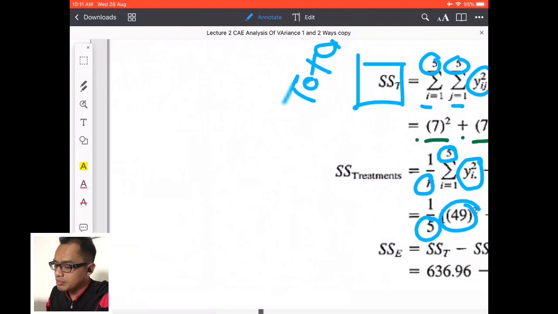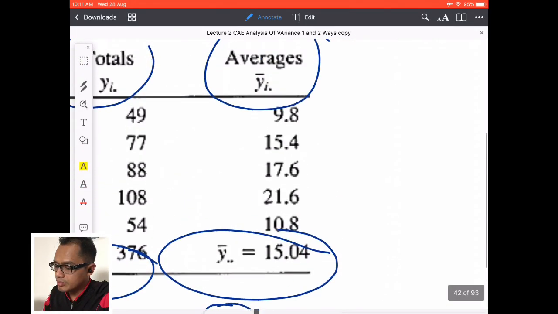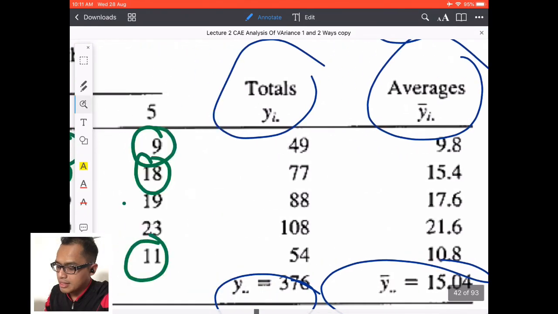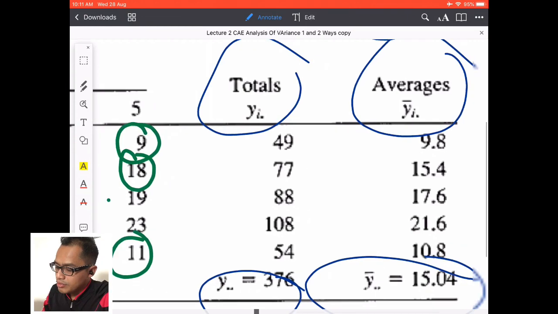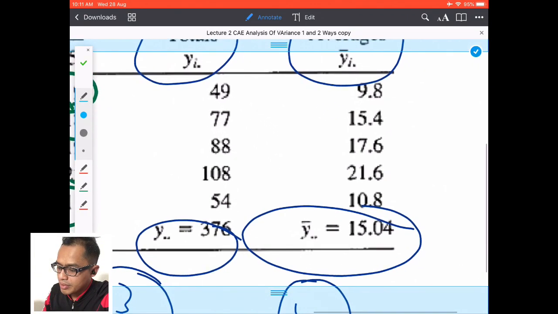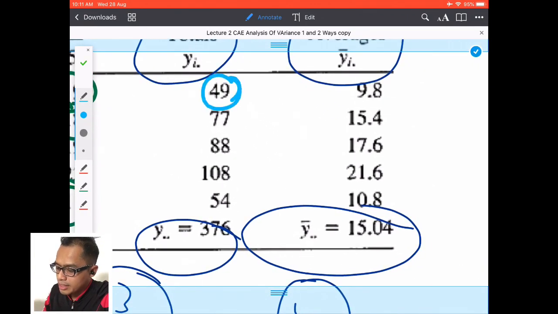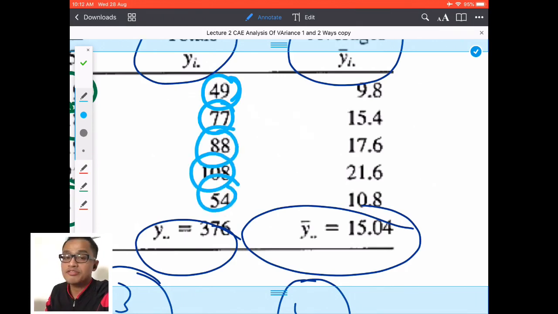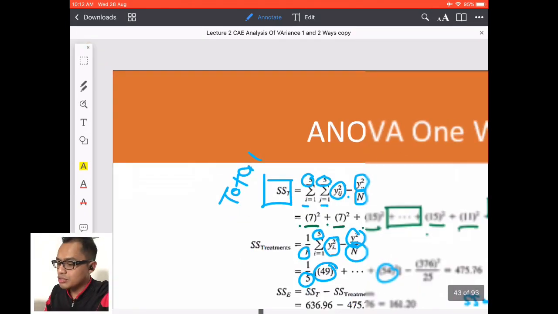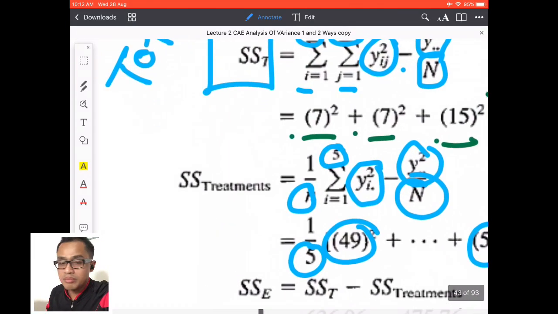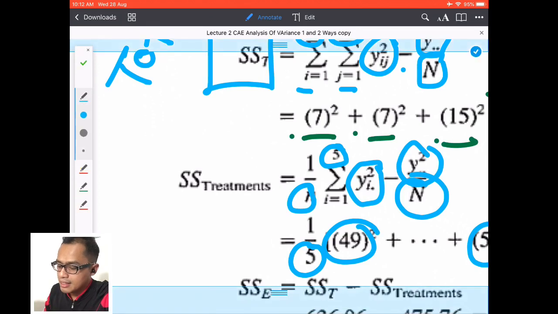Where do we get this from? From here. There. Sorry. 49, sorry. 49 squared, 77 squared plus 88 squared plus 108 squared plus 54 squared. So that is for the between the level. So that is SS treatment or SS level.